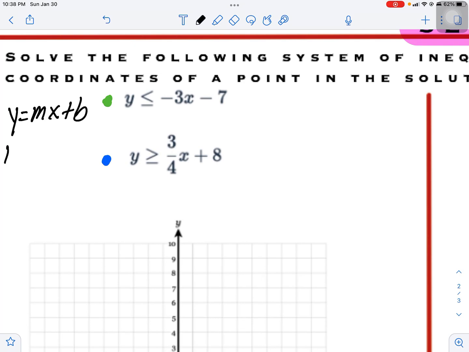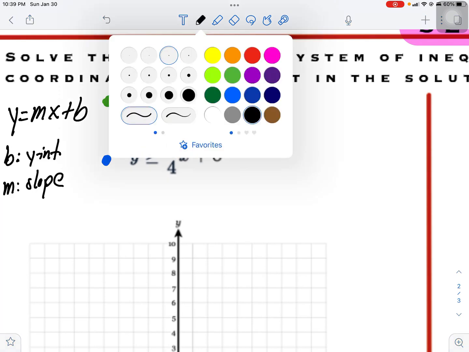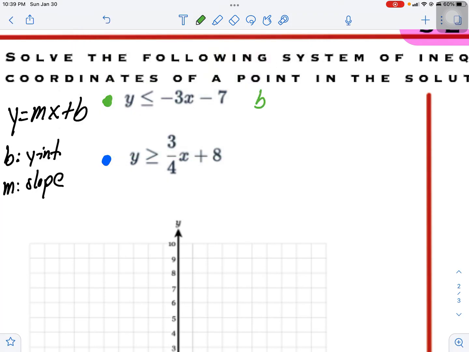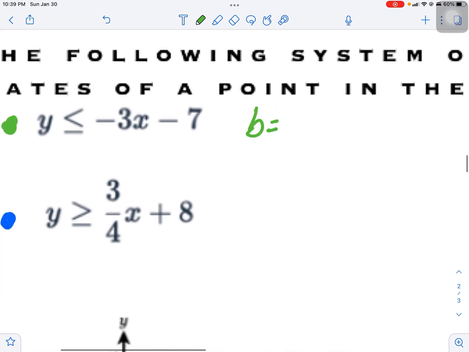And b, we know, is the y-intercept, right? Where our line touches the y-axis. And m is our slope, how we're going to move to find our next point. Okay, so as you can see here, b is at the end of our equation in y = mx + b. So the end of our equation here is -7. So in this first equation, b is equal to -7, right?